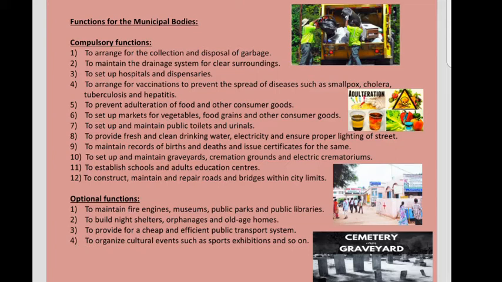Now, to set up hospitals and dispensaries for the poor and needy. Children, you might have seen polio vaccination is given to children below 5 years, and also vaccination to prevent the spread of diseases such as smallpox, cholera, tuberculosis and hepatitis B. All this vaccination is provided to the people living in those areas by the municipal bodies, children. And the other function we would like to discuss now is to prevent adulteration of food and other consumer goods.